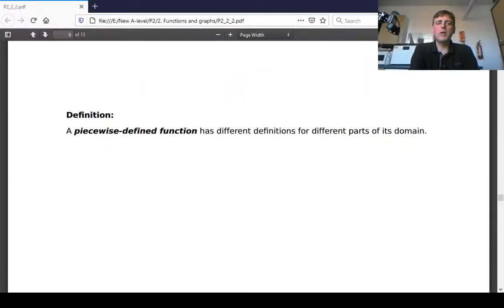Okay, let's move on. One last thing we need to talk about in this video, and that's this idea of something called a piecewise defined function. Now, I'm hoping this is not a difficult idea for us. Basically, a piecewise defined function just has different definitions for different input values or different parts of its domain.